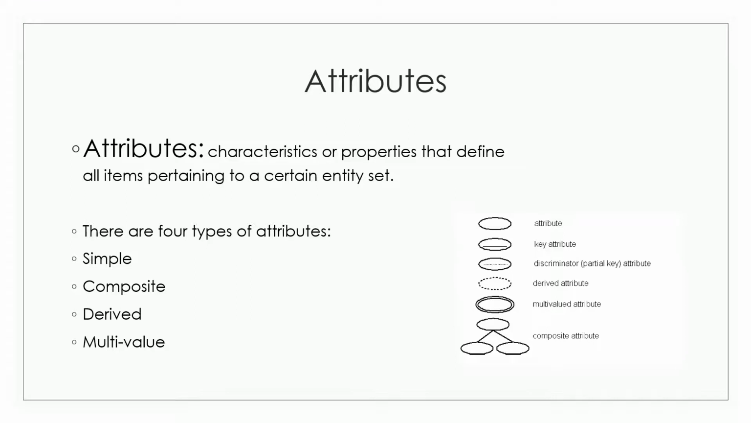And finally, there are multi-value attributes. These are attributes which, also like their name implies, can have multiple values for a single entity. For example, a student may have multiple different phone numbers recorded, making their phone number a multi-valued attribute.